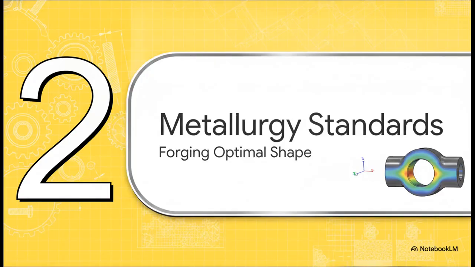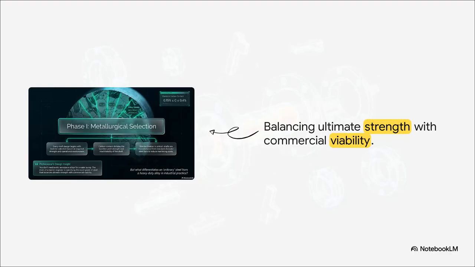Moving on to Section 2, Metallurgy and Industrial Standards, forging the optimal shape. Okay, so we've got the optimal shape. Now we need the literal building blocks. Every shaft design starts with material selection, where the carbon content dictates our baseline yield strength and machinability. But we also have to navigate strict ASME codes. Shafts are manufactured from standard diameter steel bars, scaled in standard millimeter increments. This ensures total compatibility and drastically cuts down on machining costs.